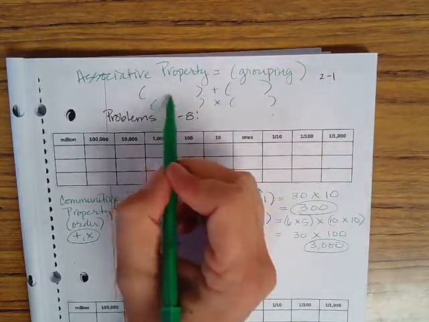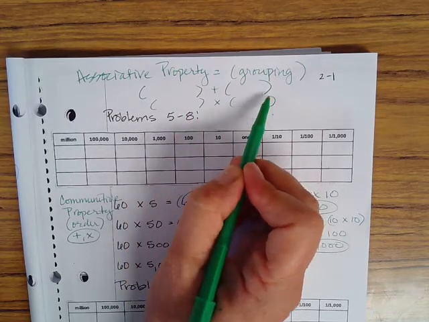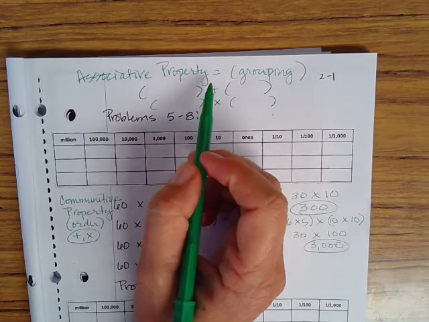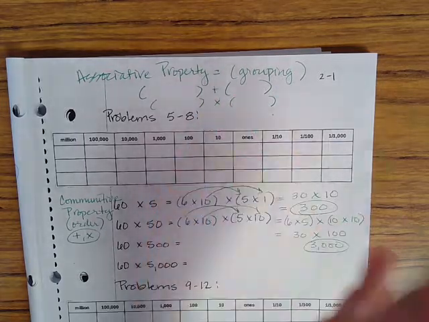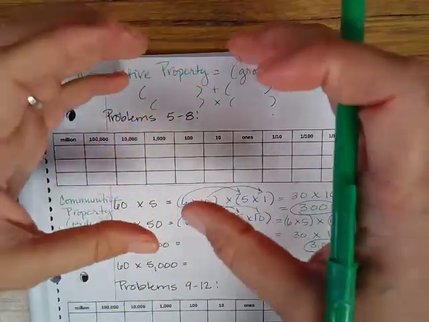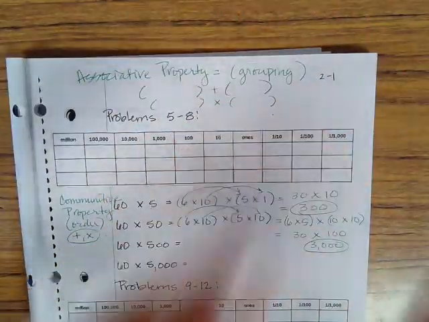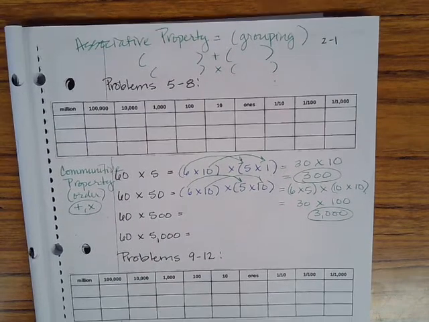So, and most of the time, you group numbers that are easily added together or multiplied together. You're going to take some numbers and group them so that they're easy to work with. That's the whole idea about the associative property.